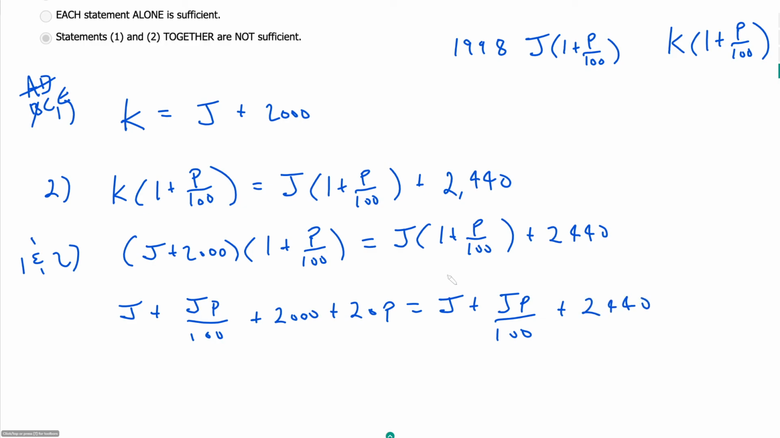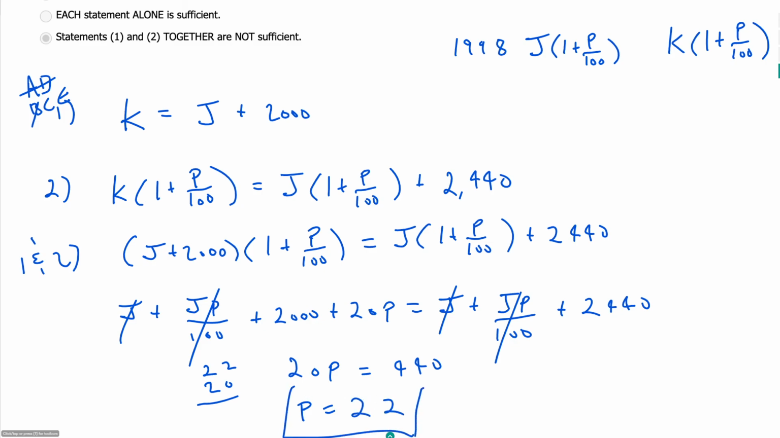So what happens to our J's here? These J's cancel out, and we're left with just 2,000 plus 20P is equal to 2,440. And so that leaves us with 20P is equal to 440. And here it looks like we can get our P. P is equal to, so what, 22 times 20 is 440, right? Because 44 with a 0, so P is just equal to 22. Or you can say their salaries increased by 22%.